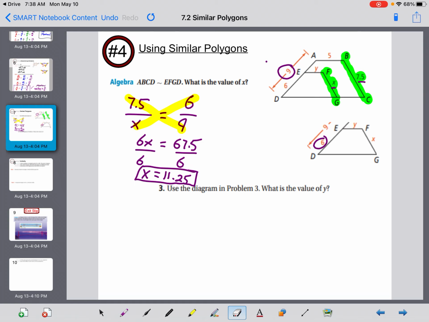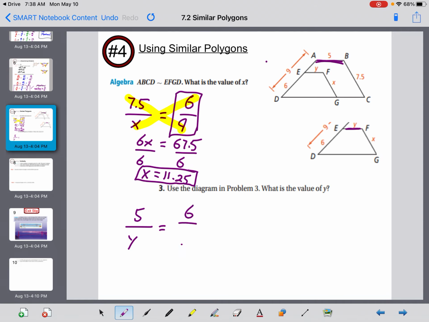Okay, it says use the same diagram, and what is the value of y? Well, now you need to discover the top, which is EF, which is congruent to AB. So we have 5 over y is equal to, and again, we can use the same proportion we took before, 6 over 9. So we get 6y equals 45. Divide both sides by 6. And y equals 45 divided by 6 is 7.5.